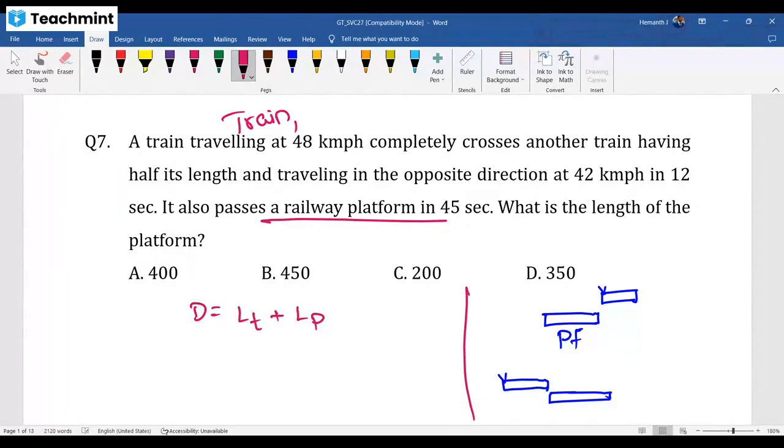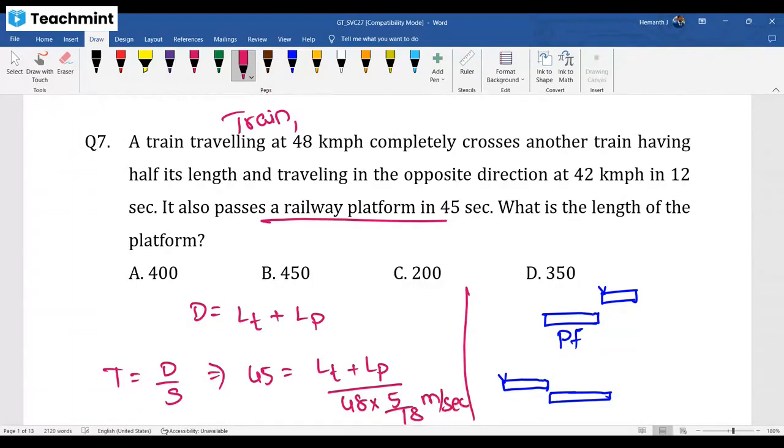And only the train is moving, the platform is not moving, 45 seconds. So time is distance by speed. 45 seconds. Distance is the length of the train plus the length of the platform. Speed is 48 km per hour. But your job is to convert that into meters per second. I hope you can understand. Time is in seconds, length is in meters. They are asking here for length in meters.